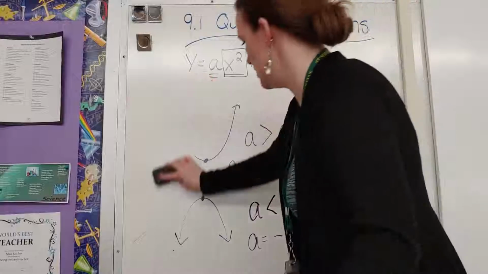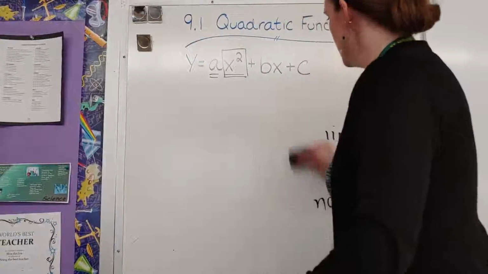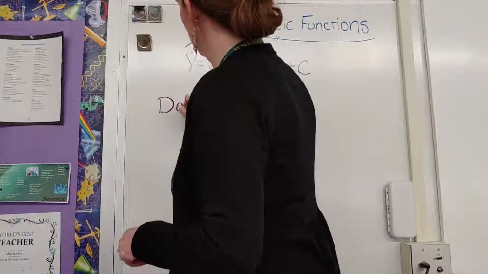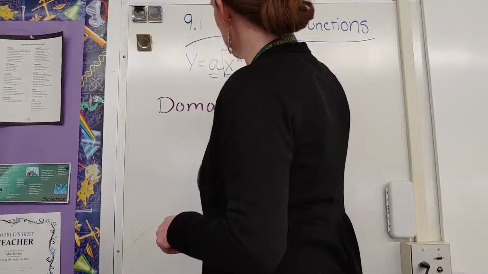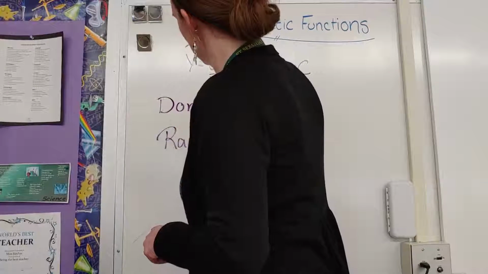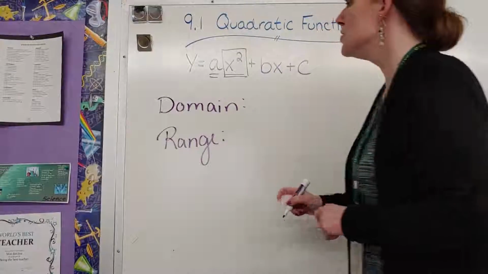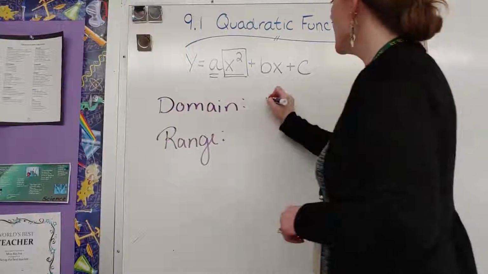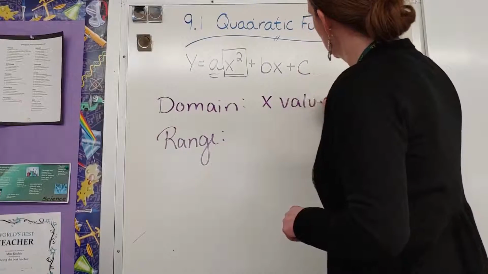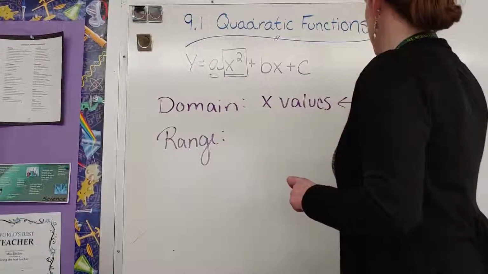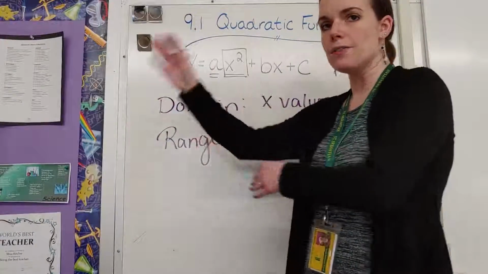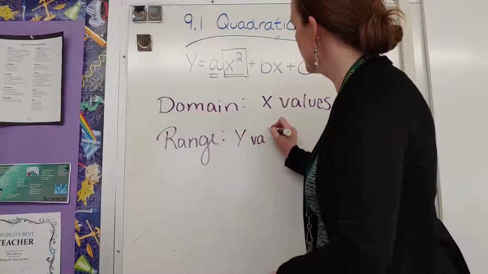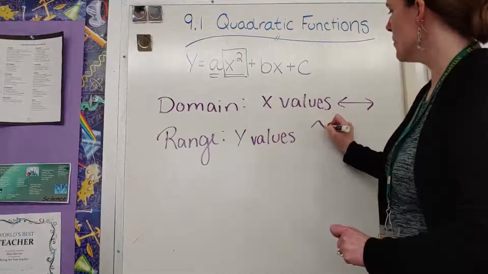When you have parabolas, they also ask you for domain and range. Domain, again, we talked about this when we learned about linear functions. Domain is always the x values. It's your right and left. Your domain is how far that way does it go, how far this way does it go. Your range is your y values. So it's how far up and down does it go.